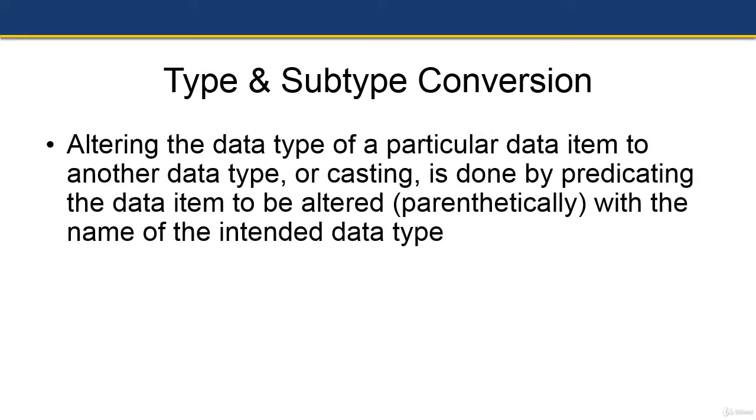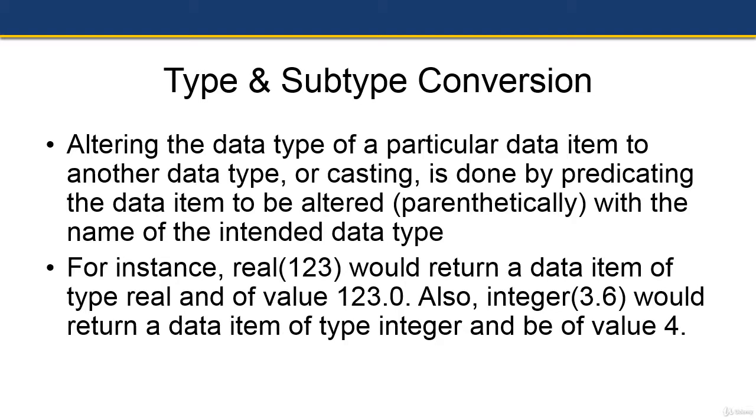We're able to alter the data type of an object from one data type to another the same way that we might do casting in C, mainly putting the data type before the object and putting the object in parentheses. For instance, real(123) would return an item of type real and a value of 123.0. Also, integer(3.6) would return a data type integer with value 4.